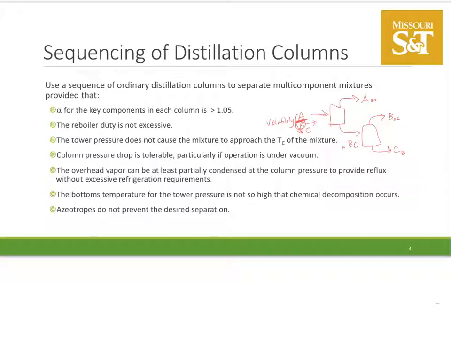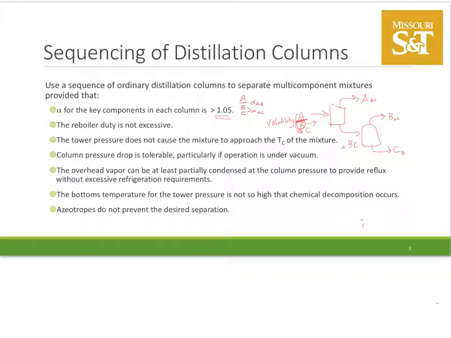Okay, so how do we decide where to make these cuts? And the key really is looking at the relative volatility, and you look at the relative volatility for where the split is. So if I'm doing this one here with A, B, C, then what I'm looking at is the alpha for A and B, and I'm comparing that to the alpha for B and C, two that are next to each other in line. It could be the key components, but I'm going to choose the one with a large relative volatility. And in particular, if the relative volatility is not greater than 1.05, I'm going to find this to be a very challenging separation to make.